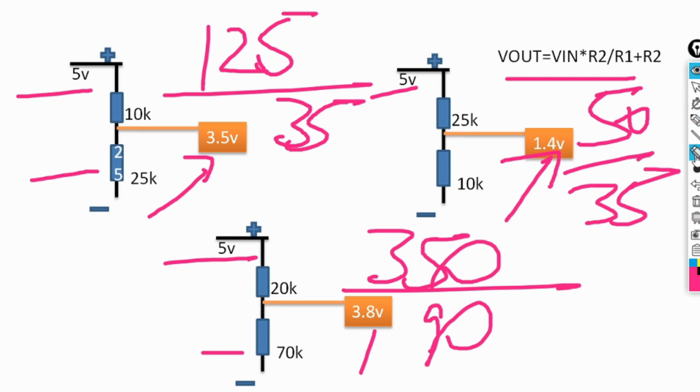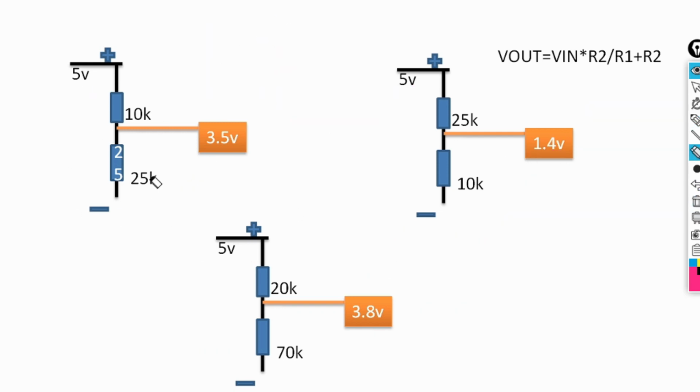But what is the logic behind this circuit? How does this circuit work? You know the formula, right? But how does this circuit work? If you take a rubber band and pull it with both hands, you will see that the weakest point is in the center. The same logic applies in the divider circuit.